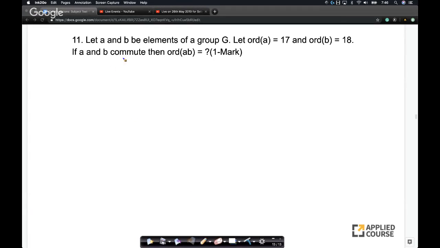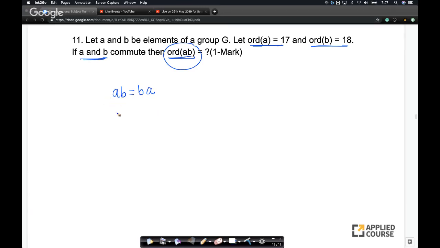What does it say? I have two elements of a group. The order of element A is 17, and the order of element B is 18. If A and B commute, which means AB equals BA, then what is the order of AB? Actually, it's very straightforward to answer. I can answer it in one line, but let's work it out slightly.